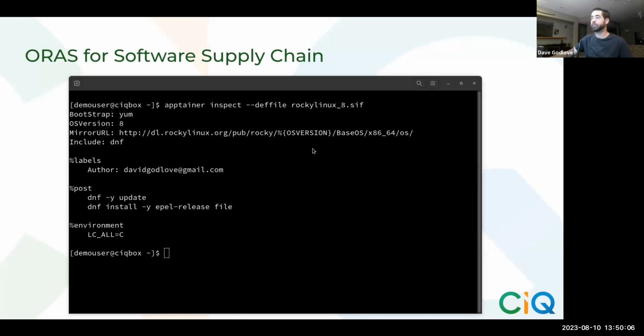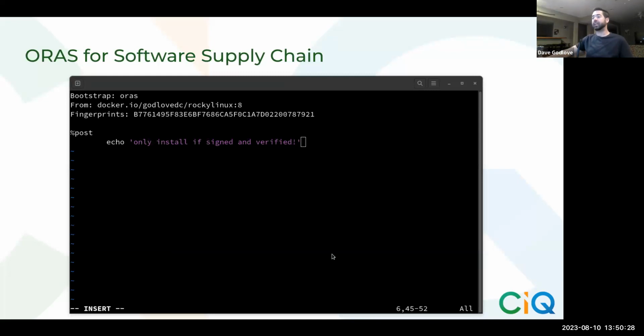Notice I can use this inspect command now because I downloaded this as a native SIF file. If I tried to look at the definition file of something that I had downloaded in the OCI format, I'd be unable to do so. It wouldn't give me the definition file.